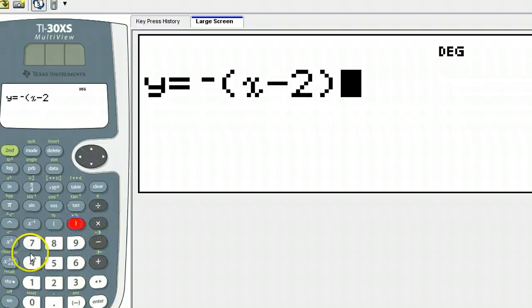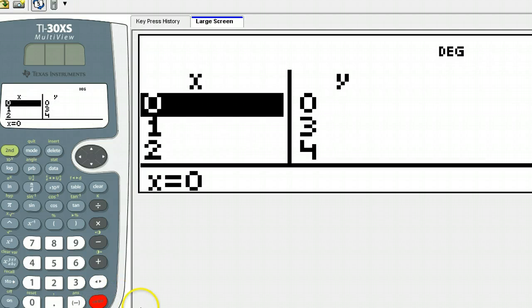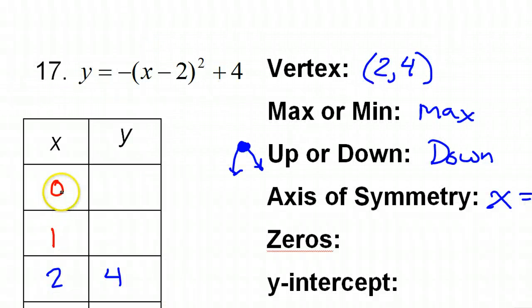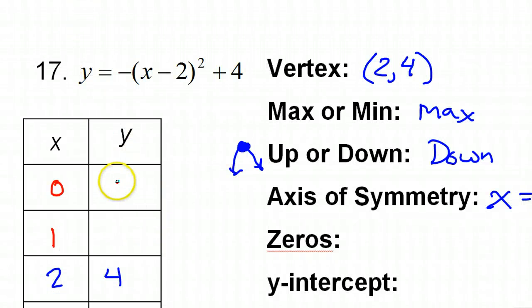So I've got 0, 3, and there's the 4 that we knew we would have. Now because of the symmetry, if this is 3, then this should be 3 on the other side. If this is 0, then this should be 0 on the other side. Now let's check it against the table. There's the 3 that we expected. There's the 0 that we expected.